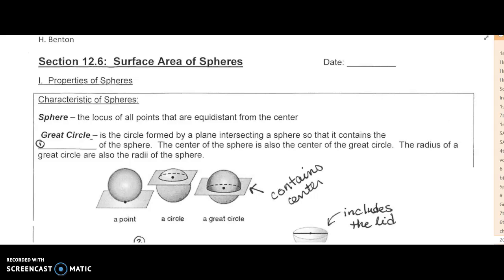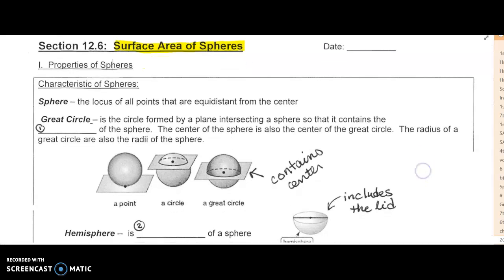Okay, so we're going to start with another new shape today, surface area of spheres. Technically, a sphere is defined as a locus of all points that are equidistant from the center.